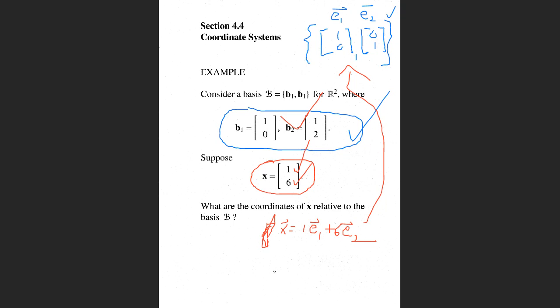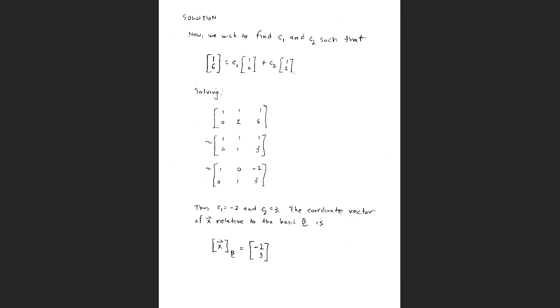So the way we're going to start that is, we wish to find c1 and c2, these are going to be your coordinates, such that the vector 1, 6 will equal c1 times b1 plus c2 times b2.